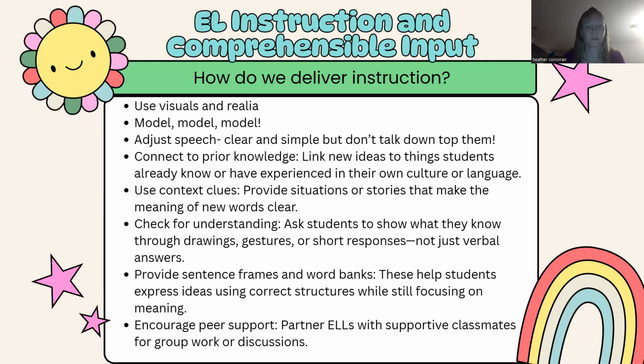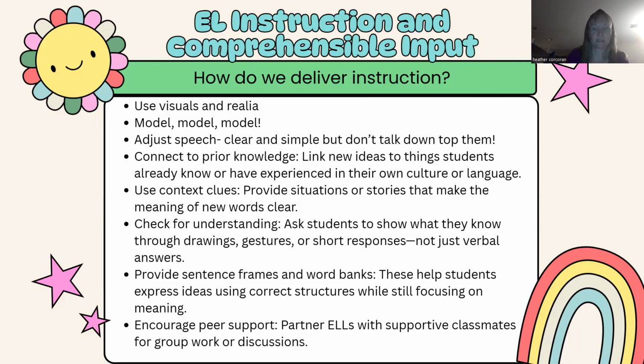We want to conduct frequent checks for understanding, and this depends on the proficiency level of the student, but we can ask them to show what they know in a way that's comfortable for them. If they can demonstrate their knowledge through drawings, if they can mimic back gestures, or if they're at the place where they can give short responses, we want to give them different ways to show us that they understood the input we were giving.